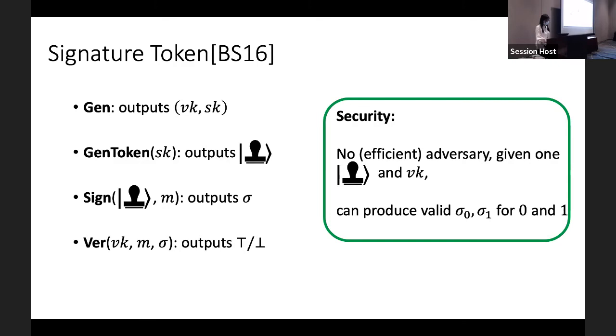A signer can sign a message given a signing key, and anyone can verify the validity of a signature using the public verification key. But here, the signing key is something we call a signing token that allows you to only sign one message, and it is a quantum state. Basically, when you sign a message, you consume the state. And the security guarantees that no efficient adversary can sign two different messages given one signing token. Here, if we consider for simplicity just one-bit messages, it can only sign either zero or one.